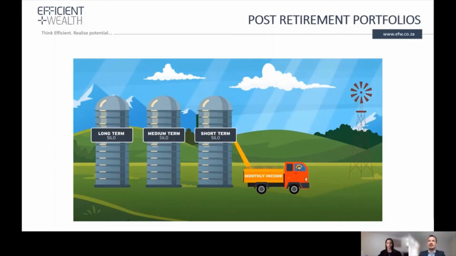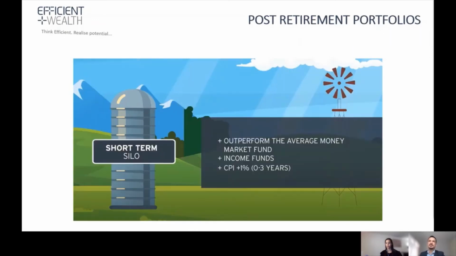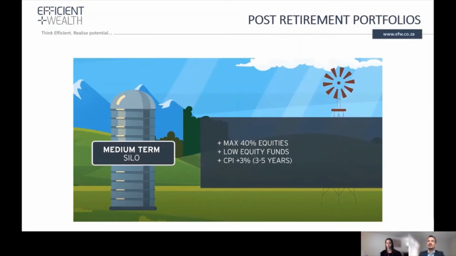We prefer to use the silo approach for our clients' post-retirement investments. We split the assets between a short, medium, and long-term silo, and we only draw the income from the short-term silo. Within the short-term silo, we target to outperform the average money market fund by investing in flexible income fund managers. The target here is CPI plus 1% over a short to medium term. With the medium-term silo, we take slightly more risk by investing in equities, and the target here is CPI plus 3% over medium to long term.